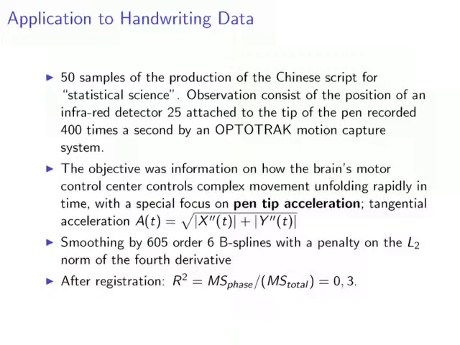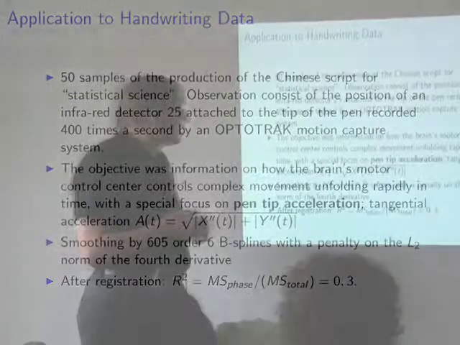There is an application to handwriting data. There are 50 samples of the production of the Chinese script for statistical science. So I think somebody can read Chinese here. The observation consists of the position of the infrared detector attached to the tip of the pen, recorded 400 times per second by the motion capture system. So every movement was registered.